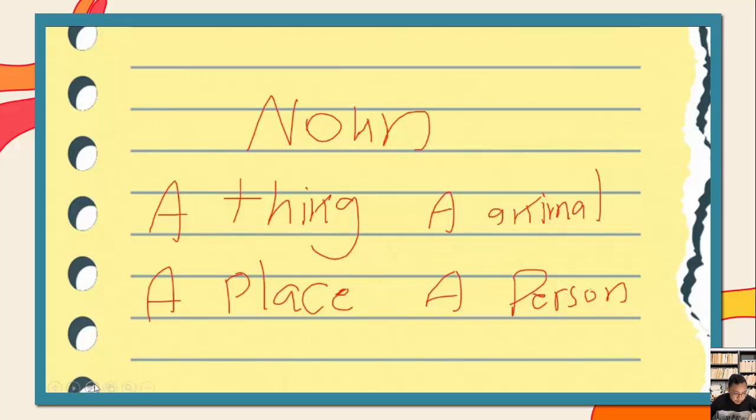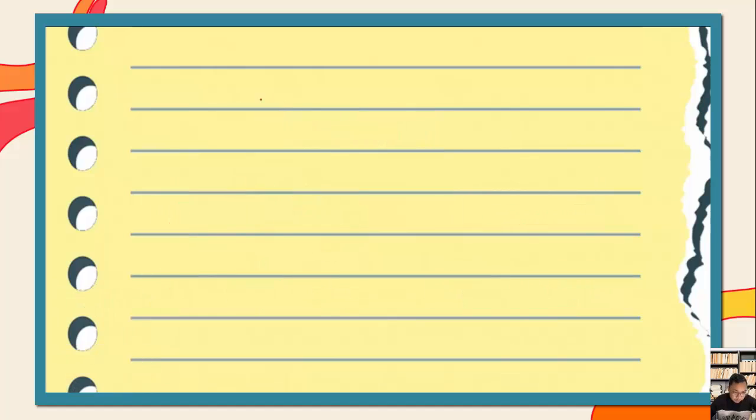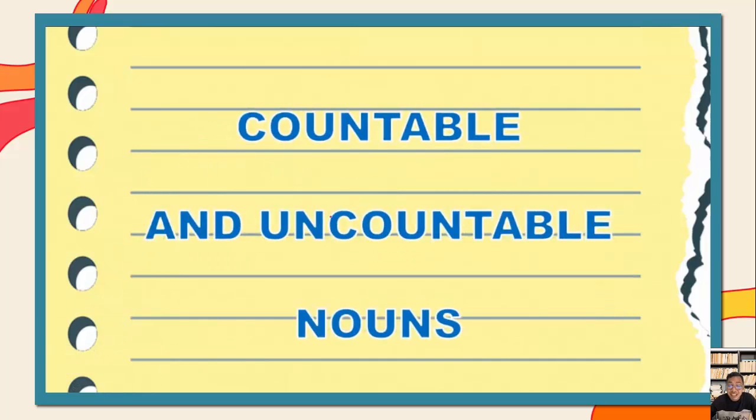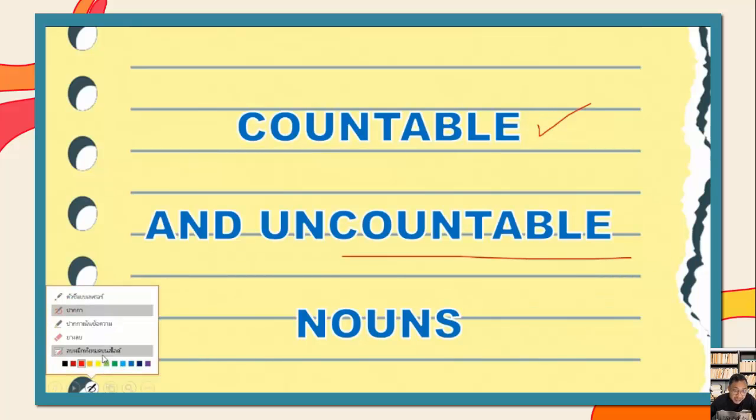But today we are going to focus on nouns that we can count and nouns that we cannot count. So what do we call this one? Which page are we on? 38. Alright, so today we are going to study this one, countable and uncountable nouns. So what do these two words mean?